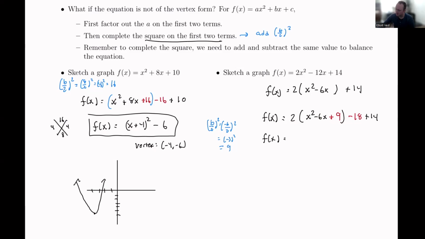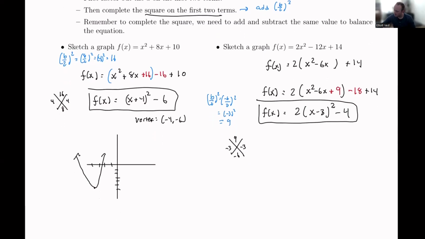f of x is equal to, well, this is 2, and hopefully this thing factors now. I'm going to do this to the side. -6 and 9. What adds to become -6 and multiplies to become 9? This is x minus 3. So 2 times (x minus 3) squared, and then -18 plus 14 is minus 4. Like that. Nice. So hopefully this graphing shouldn't be too bad now.